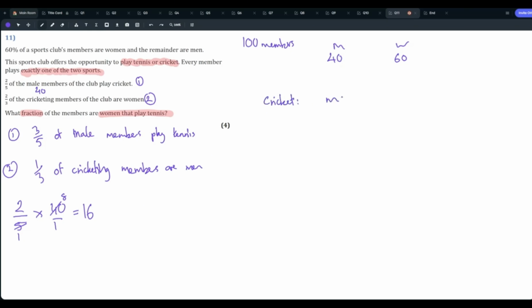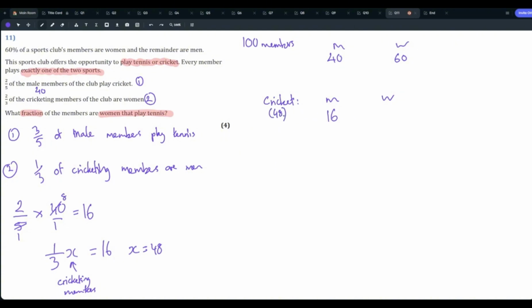Right, so there's 60, so I'm going to do a quick table. Cricket, men and women, and there are 16 men that play cricket. Now 2/3 of the cricketing members are women. Because we have 16 men here, if 1/3 of the cricketing members are men, I can set out an expression for that, 1/3 x. If I make it an equation, 1/3 of the cricketing members are men, which is 16. I can solve for x, 3 times 16, which is 48. So this is 48 members here.